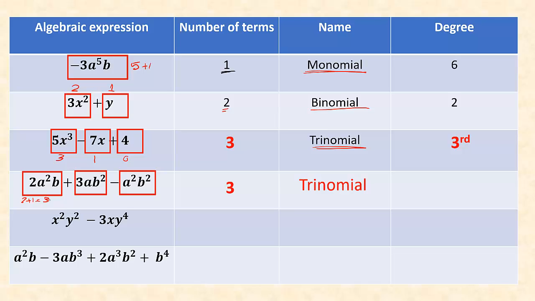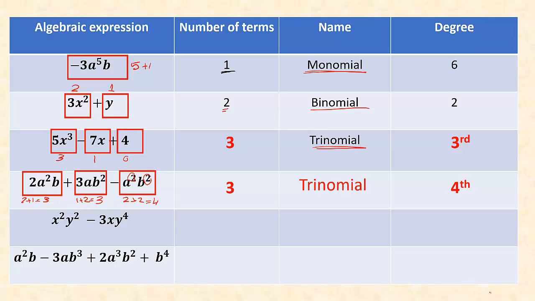What about the second term? The second term here is 3a to the power of 1, b to the power of 2. So again, 1 plus 2, the second term is of the 3rd degree. And what about the third term? The third term is a to the power of 2, b to the power of 2, so 2 plus 2, the third term is of the 4th degree. We said that the expression takes the highest degree of its terms. And here, the highest term is of the 4th degree, so the expression is of the 4th degree.